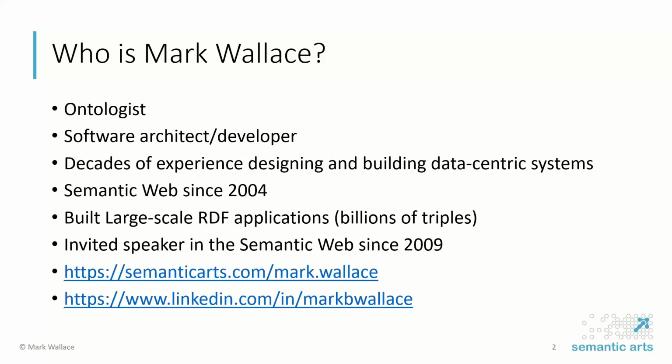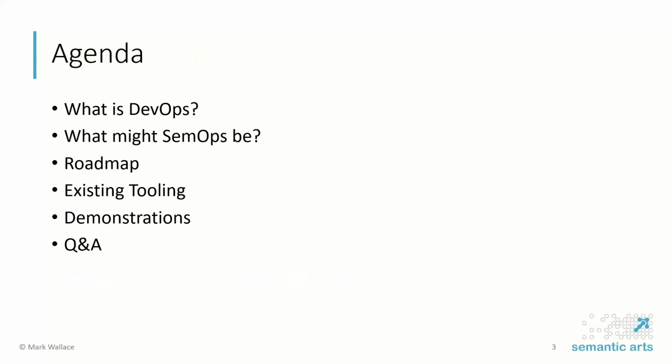So let's get to what we're going to talk about. We're going to kind of couch this as, first off, what is DevOps? Because I don't know if everyone on the call is a developer. A lot of times ontologists aren't necessarily in the development area. But again, we're starting to see more and more of a merge of that. So we'll talk about what DevOps is. It's a pretty well-defined practice, and then what SemOps might be if we kind of make that leap.